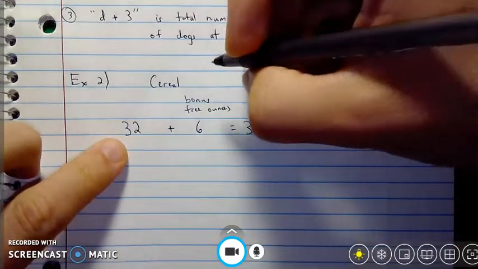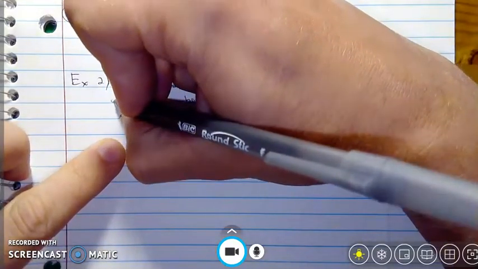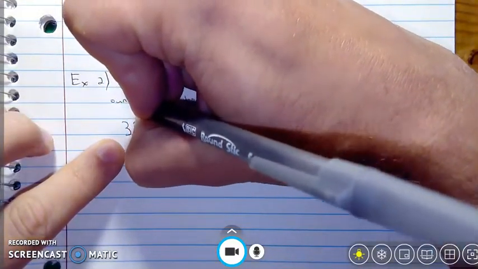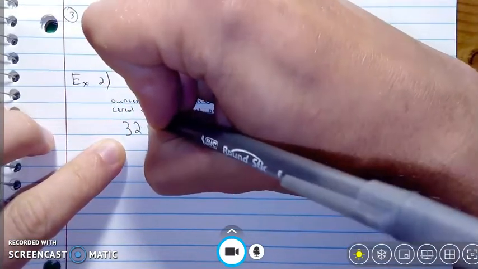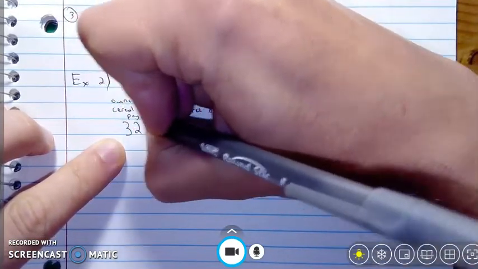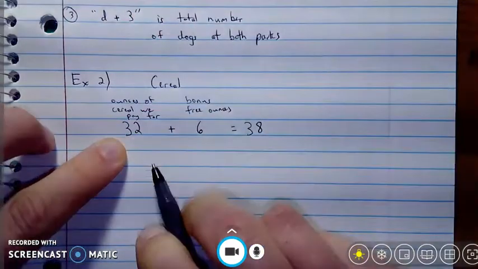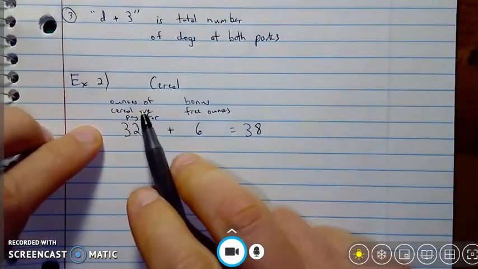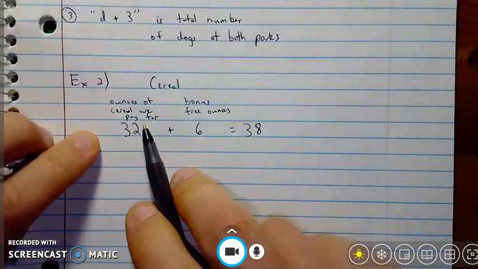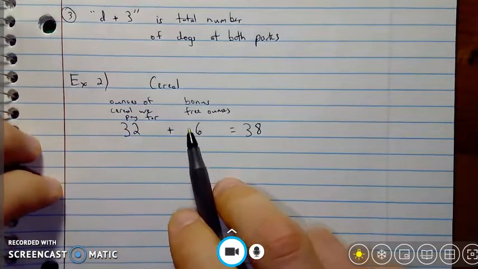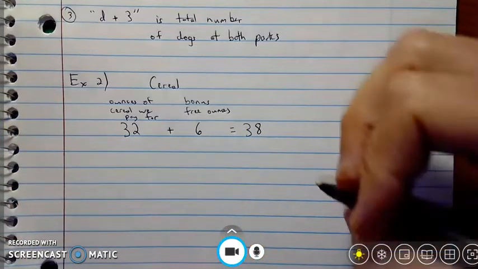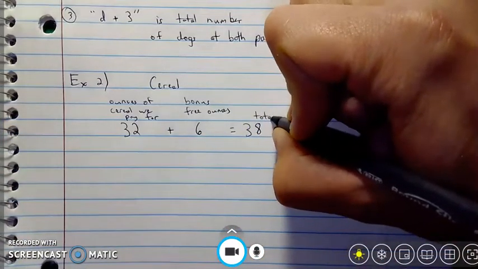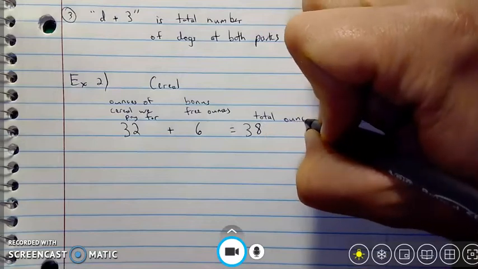That means that 32 ounces is the ounces of cereal we pay for. So 32 is the ounces of cereal we pay for. So we're paying for 32 ounces. It's giving us 6 ounces free, and then that gives us 38 total ounces of cereal.